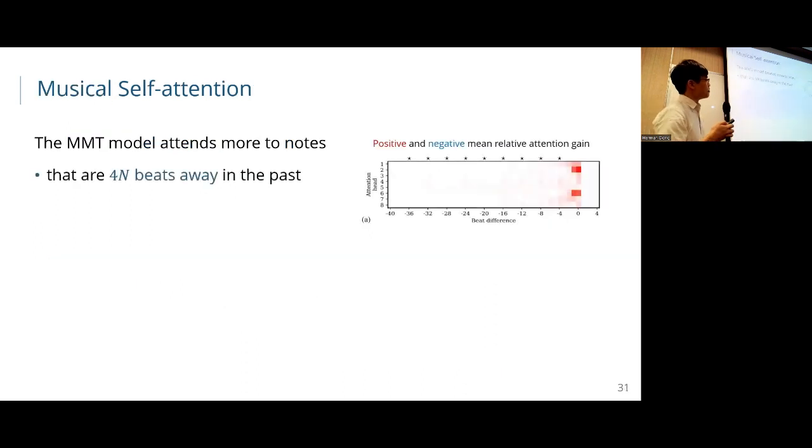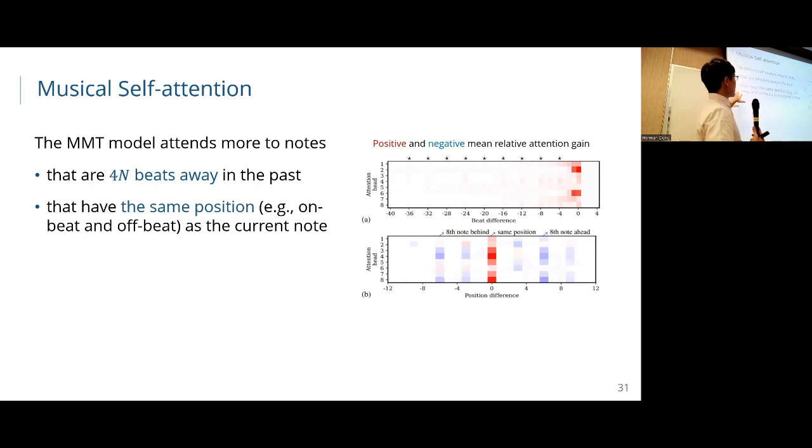So yeah, it's a bit more mathematical, but basically what we found is that when doing this type of attention matrix visualization, we see that the model actually learns something musically. The first thing is that the model learns to attend more to notes that are 4 beats away in the past. This is super musical because in most of the samples in our training data set, it's 4/4 beat.